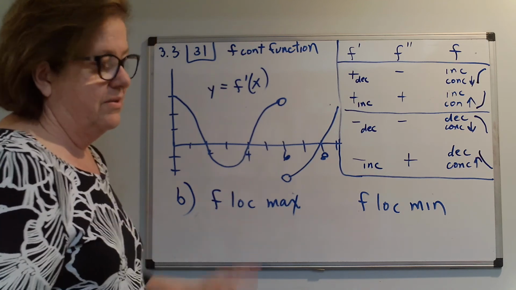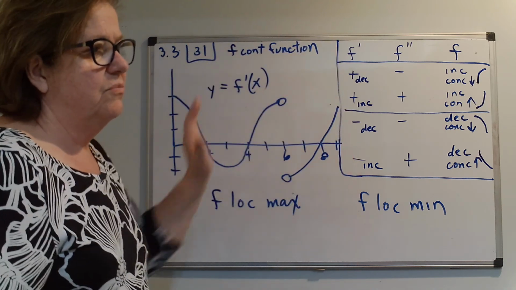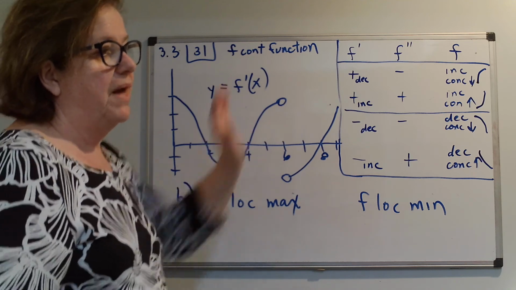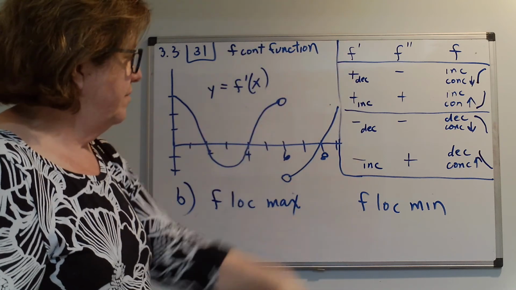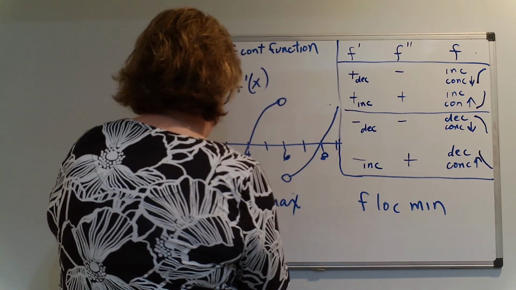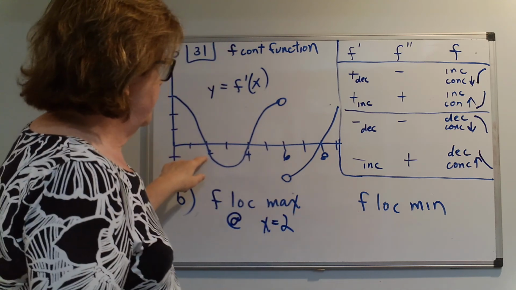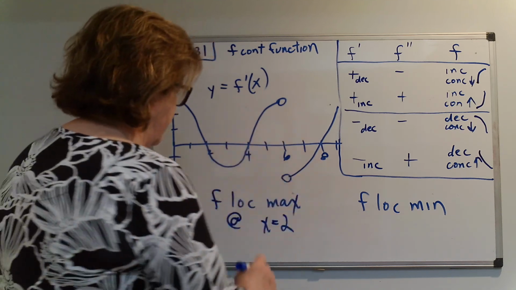So a local maximum would look like that. So it would mean the function would be increasing and then decreasing, which would mean f prime would be positive, and then negative. So the derivative goes positive to negative here at x equal to 2. Where else does it go positive to negative? Right here at x equal to 6.